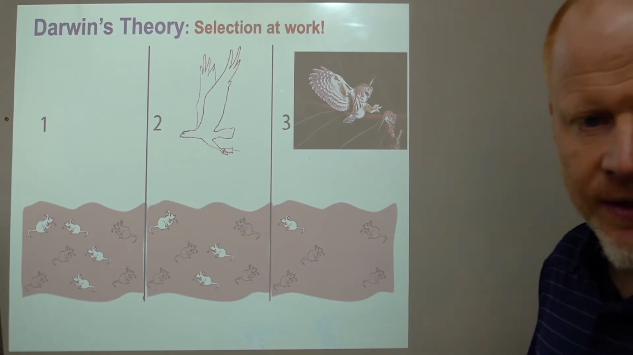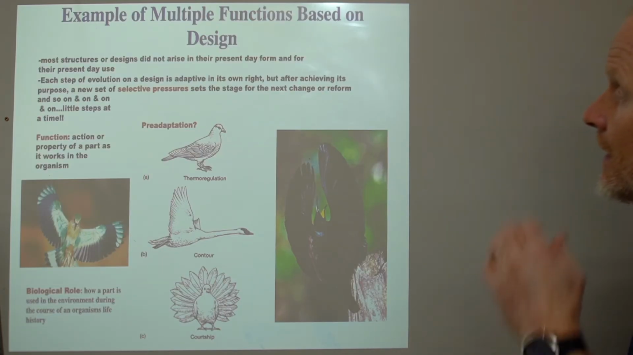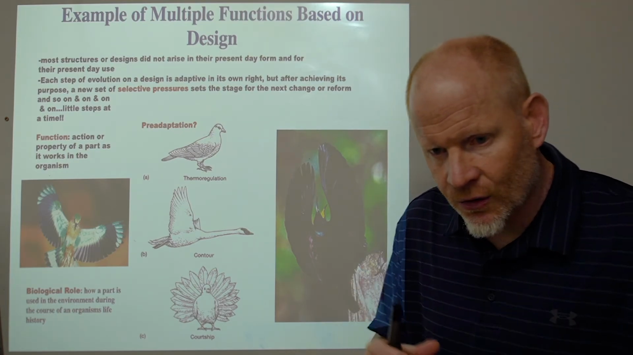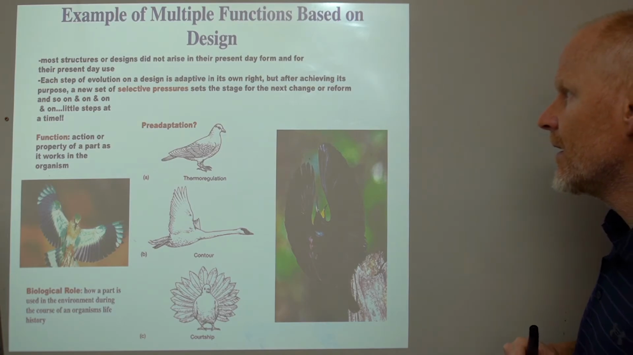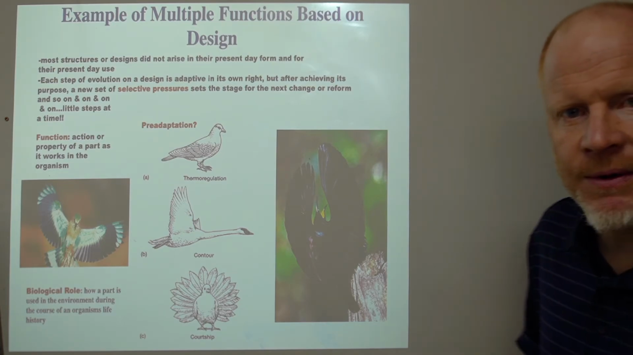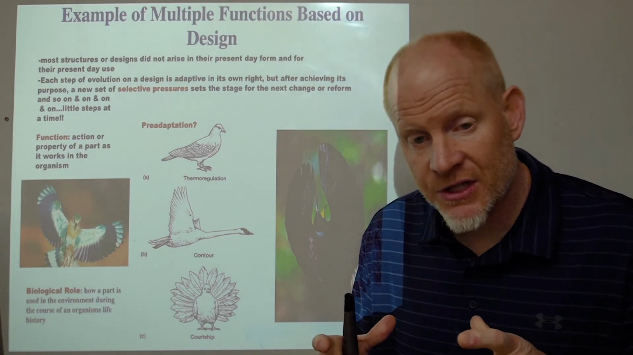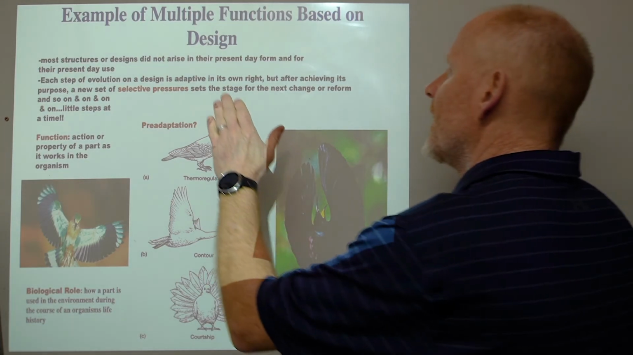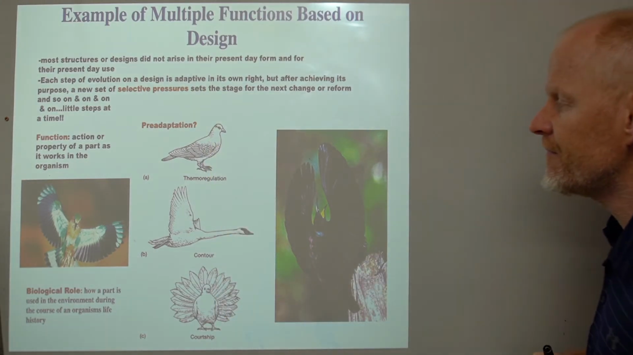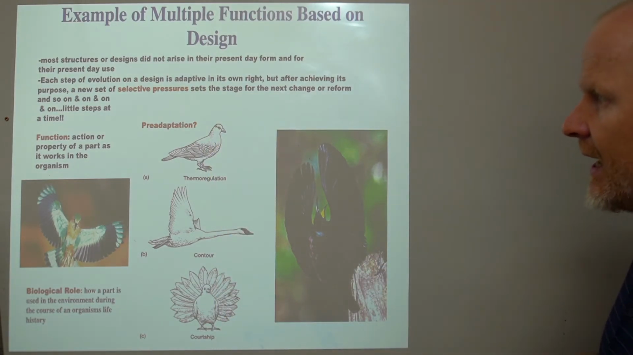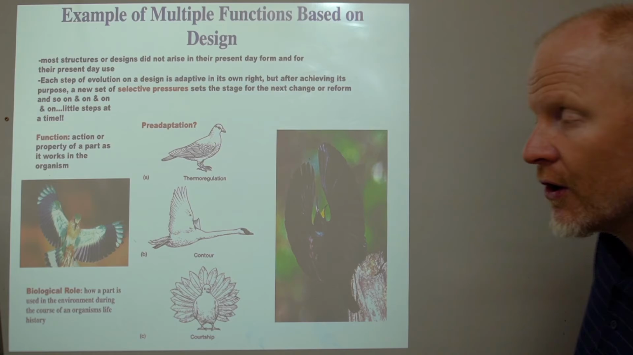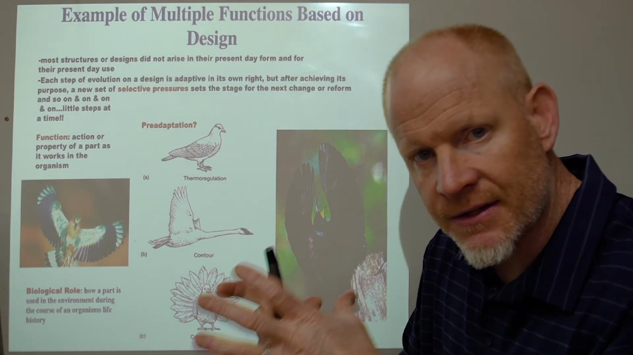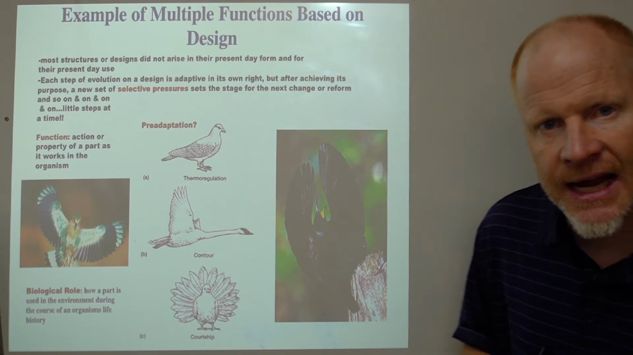That's selection at work. A couple of other things that we can see when we start looking at organisms is the multiple definitions of what we call function, or the multiple definitions of morphology, if you will. So most structures are designed in the present day to fit particular niches, and selection pressures were actually environmental pressures that led to the morphologies that we see today in our vertebrates.